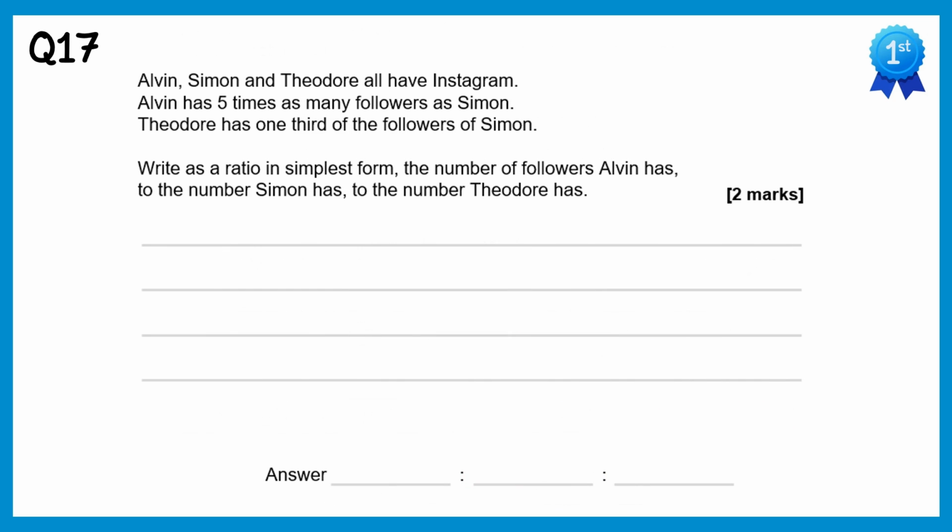In this question, Alvin has 5 times as many followers as Simon. So if we wrote the ratio of the followers for Alvin to Simon, it would be 5 to 1, since Alvin has 5 times as many. Now we need to write a similar ratio for Simon and Theodore. It says Theodore has 1/3 of the followers of Simon. This means that Simon actually has more followers, 3 times as many. So if we wrote the ratio for Simon and Theodore, it would be 3 to 1.